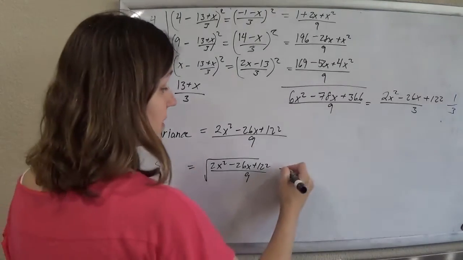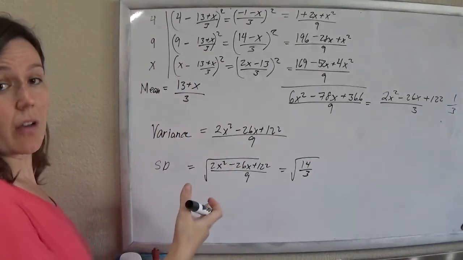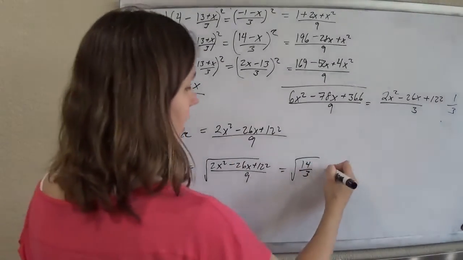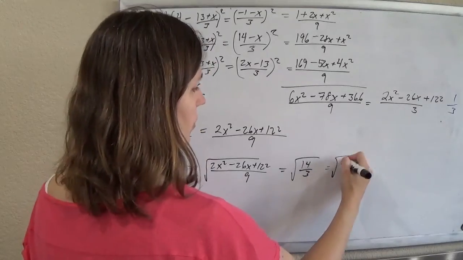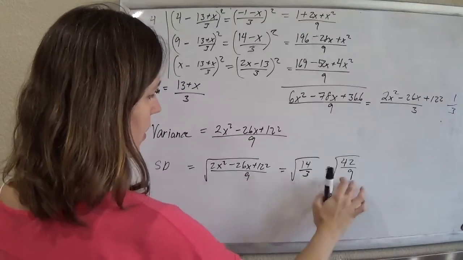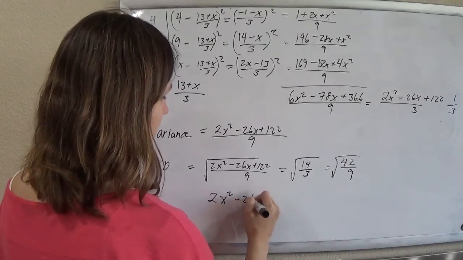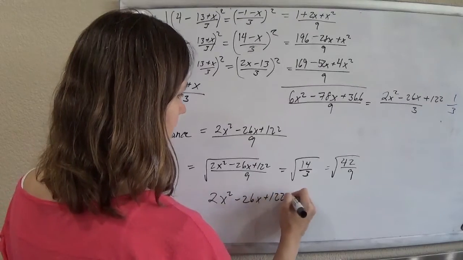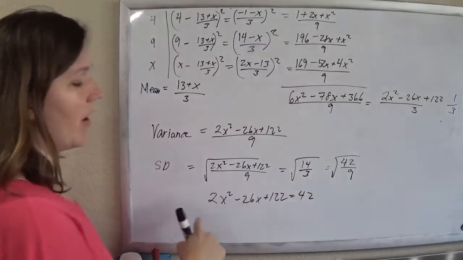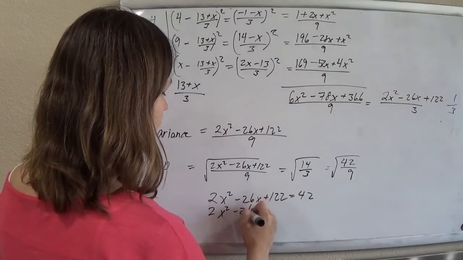But they told us that the standard deviation is supposed to be the square root of 14 over 3. We just have to solve this. A nice way to tackle it is, what if you rewrote 14 over 3 as 42 over 9? If the bottoms are the same, the tops must be the same. So 2x squared minus 26x plus 122 should equal 42. It's a quadratic. We can solve this no matter what.